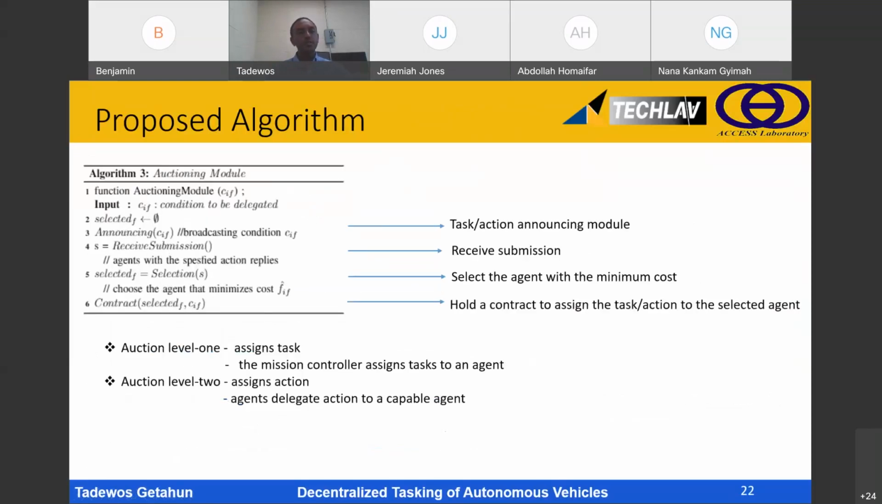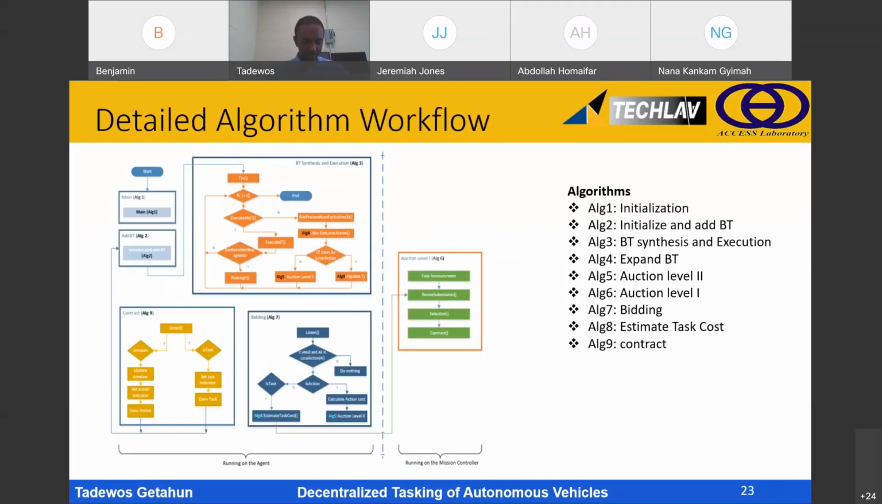And this is the auctioning module. For the auctioning module, we receive a condition. From the condition, first, as I explained earlier, we announce it. After announcing, we wait for agents to submit bids. After the submission stage, we select the agent that has the minimum cost. After that, we perform a contract.